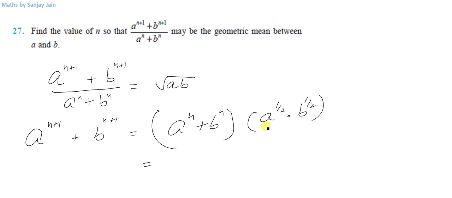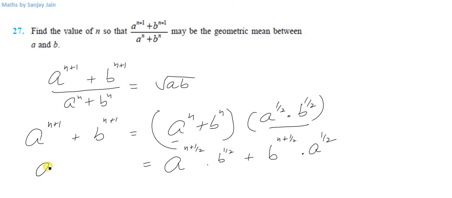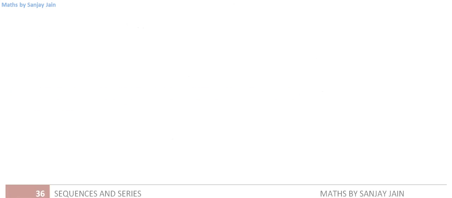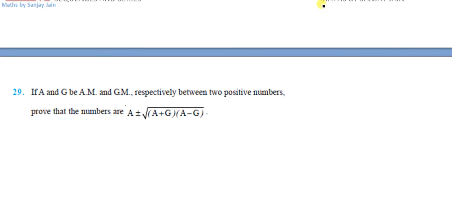Okay, so if I multiply this here, it will become a raised to power n plus 1 by 2 into b raised to power 1 by 2 plus b raised to power n plus 1 by 2 into a raised to power 1 by 2. This will be the multiplication, and on the left hand side I have a raised to power n plus 1 plus b raised to power n plus 1.